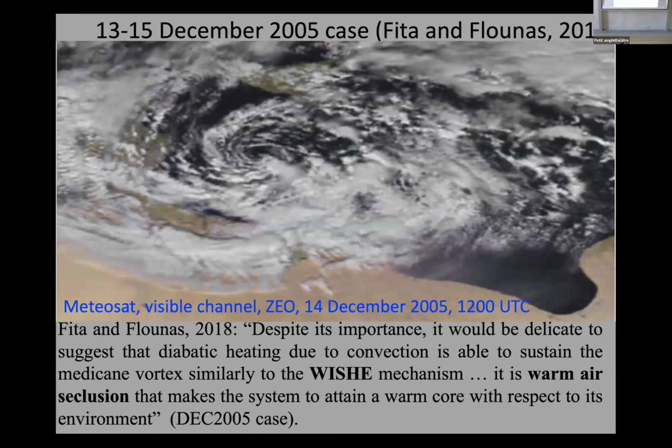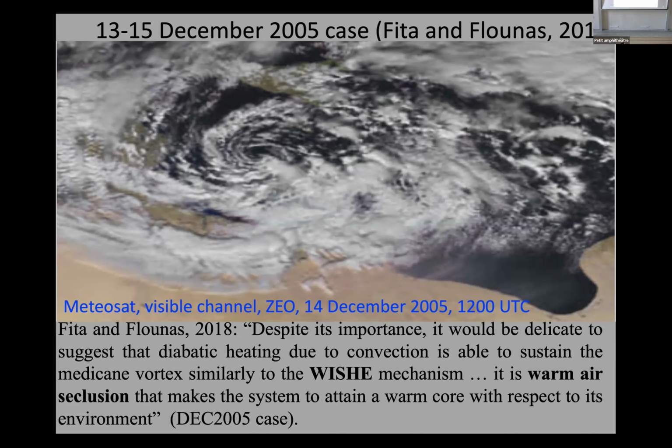And a similar conclusion was obtained by a paper by Miglietta and Nowitzki about Zeo. The conclusion was very similar. The studies were parallel, and they were published just a few months apart from each other. And the conclusion was similar: warm air seclusion seems to explain the presence of a deep warm core in the center of the cyclone.